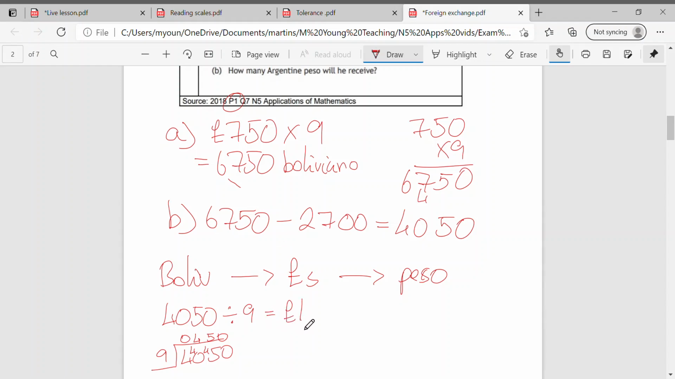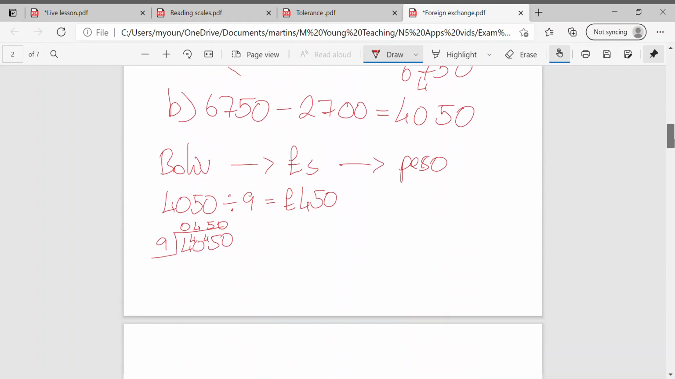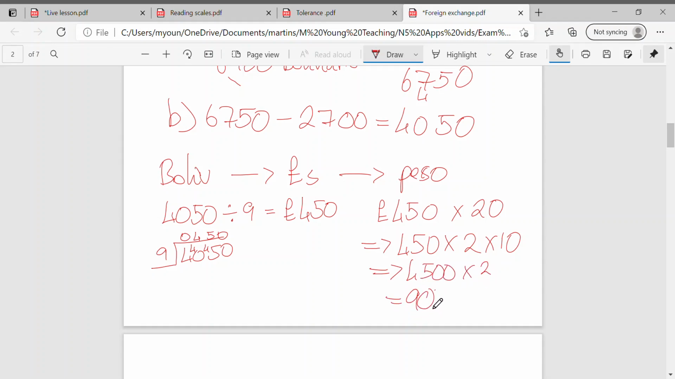And it's £450. And then to get into peso, the exchange rate is 20. And remember, I'm going from pounds to foreign, so I'm going to times. So 450 times 20, that's obviously just the same as doing 450 times 2 times 10. Times it by 10 is 4500 times 2, so our answer is then going to be 9,000, and it's peso. So that's one where we're using pounds as like a linking step, that currency that links the two, and you'll see that that's something that happens quite often.